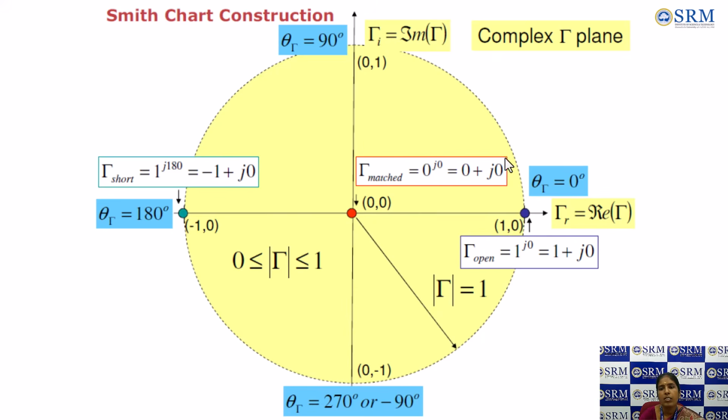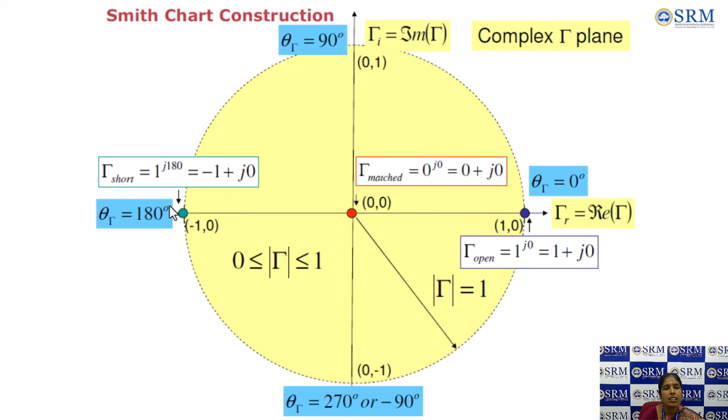As we move along the Smith chart in the anticlockwise direction, we can see the reflection coefficient angle varies from 0, 90 and 180 degrees, and below the axis we can see the negative angles represented. And one more thing to note, at the center reflection is 0, right? So it is a matched condition, whereas to the right of the Smith chart we can see the value is 1 comma 0, that is angle is 0 degrees, magnitude is 1.